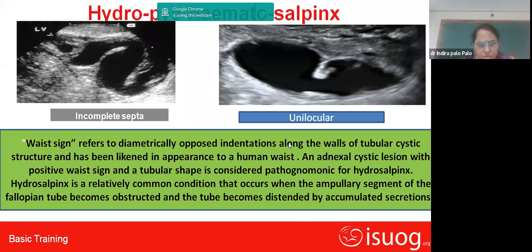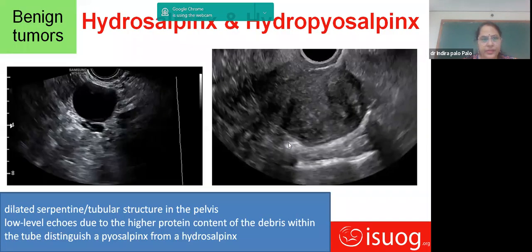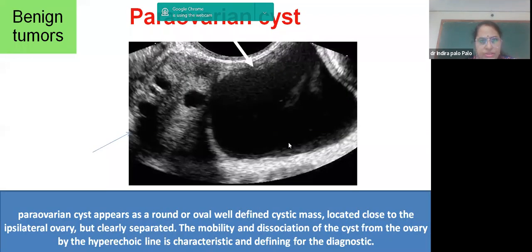The waist sign refers to diametrically opposed indentation along the walls of the tubular cystic structure, and that is characteristic of hydrosalpinx. This is a dilated serpentine tubular structure in the pelvis, but if there is pus or blood inside, there may be low-level echoes due to higher protein content of the debris within the tube that distinguishes pyosalpinx from the hydrosalpinx. The content inside the pyosalpinx will be more echogenic, or low-level echoes may be found inside.